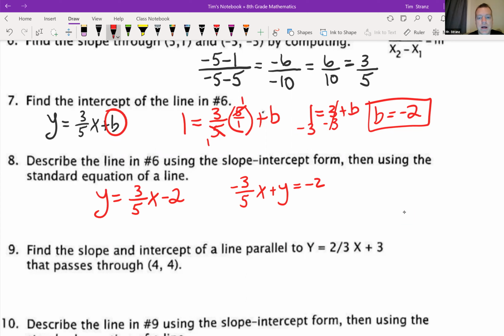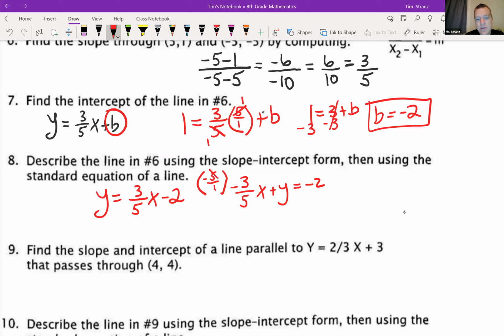Remember what I said a couple problems ago, you cannot have a negative or a fraction as your a. So we have to fix this. You cannot have a negative or a fraction. So I'm going to multiply every term by -5 over 1 to get rid of the denominator. So see what happens now?